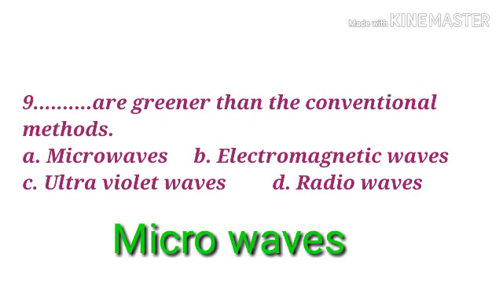Dash are greener than the conventional methods. Options: microwaves, electromagnetic waves, ultraviolet waves, radio waves. Answer: microwaves. Microwaves are greener than the conventional methods in organic synthesis without solvents. The wide range of microwave chemistry has recently been extended to many aspects of organic synthesis.